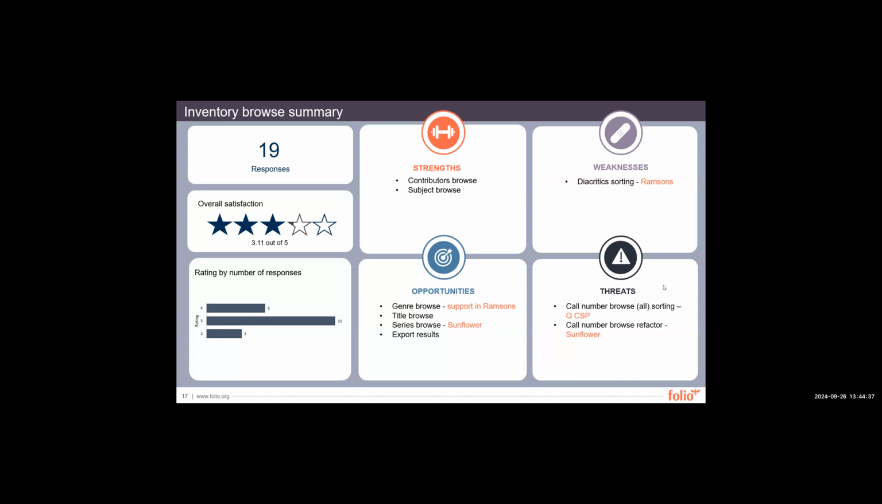In genre, there's some support by being able to filter by subject type in Ramsons, and series we're working on for Sunflower. There was also an opportunity noted for being able to export some results from browse. As far as threats, by and large, call number browse was called out as a threat, being unable to perform certain workflows. And for that, again, we're working on that for our QCSP. I also wanted to call out here again the call number browse feature to resolve the remaining issues.